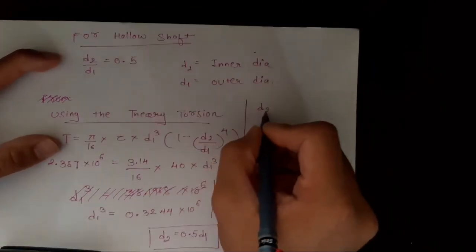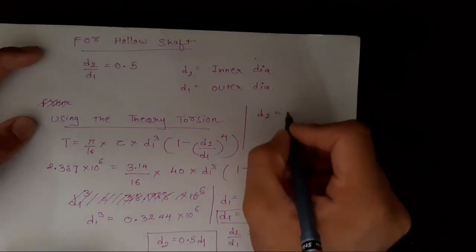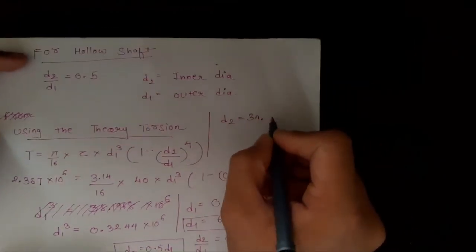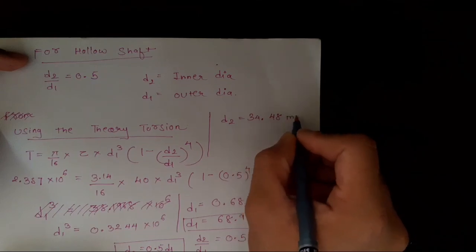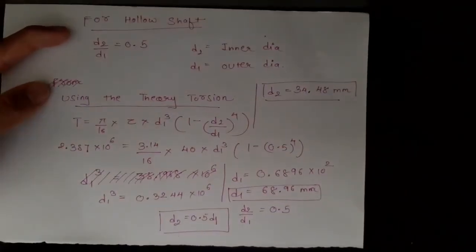So what is the value of d2? d2 equals 0.5 of this 68.96, so it will be 34.48 mm. So d1 and d2 we had obtained.